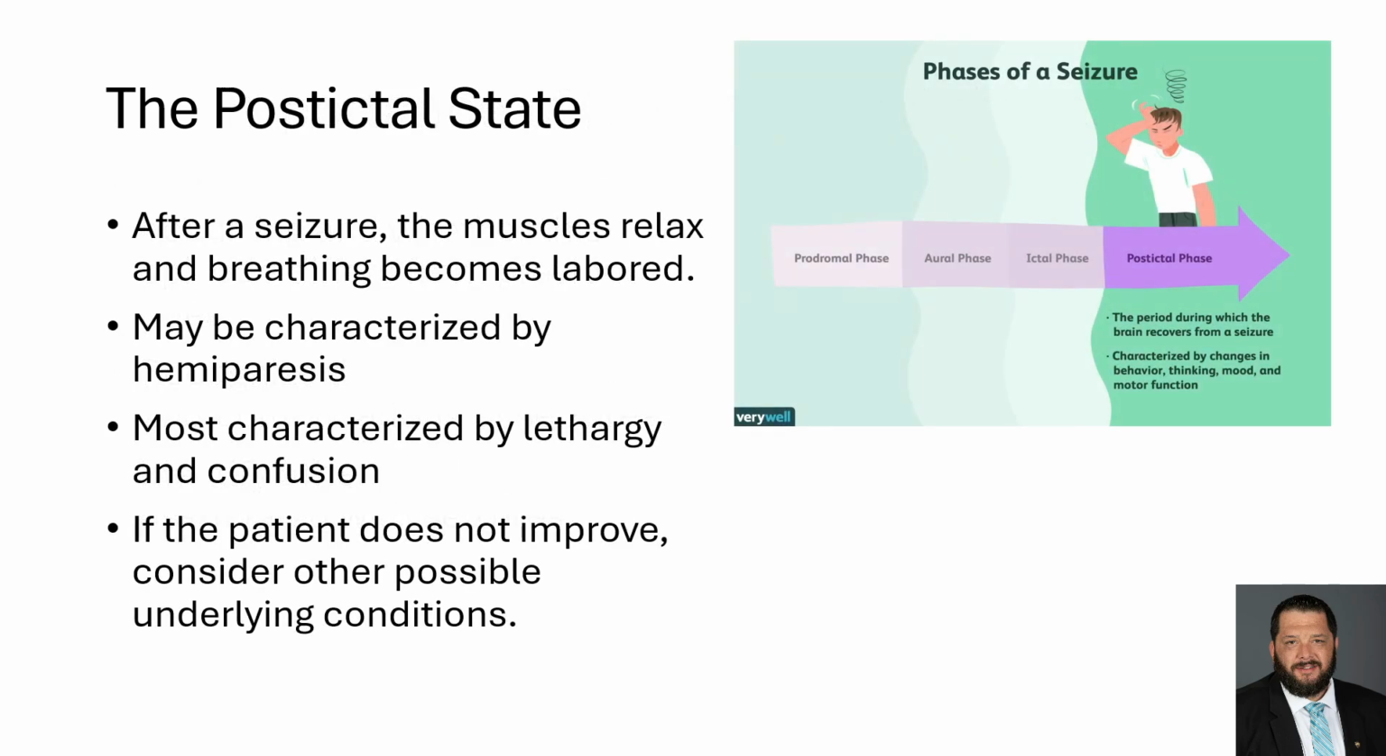The postictal state is the state after the seizure. You can see that you have the prodromal phase, the pre-seizure phase, the aural phase, that imminent awareness, the ictal phase, which is the seizure activity, and then the postictal phase. Typically characterized by lethargy and confusion.